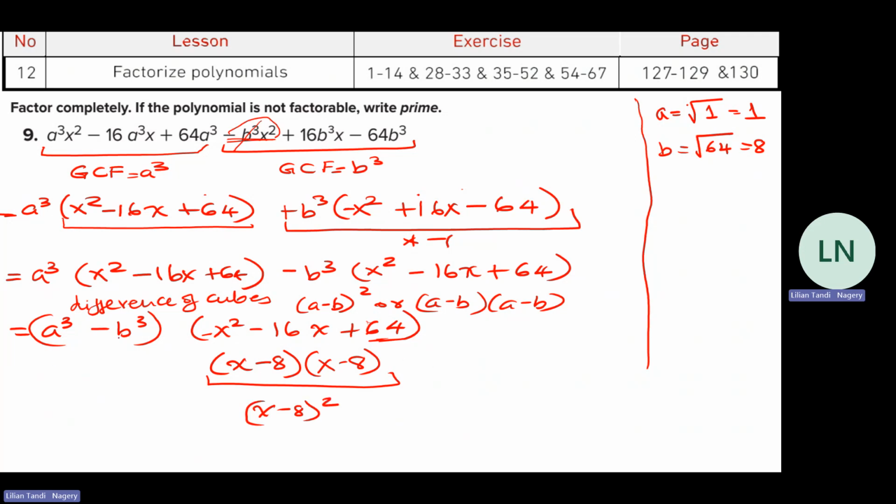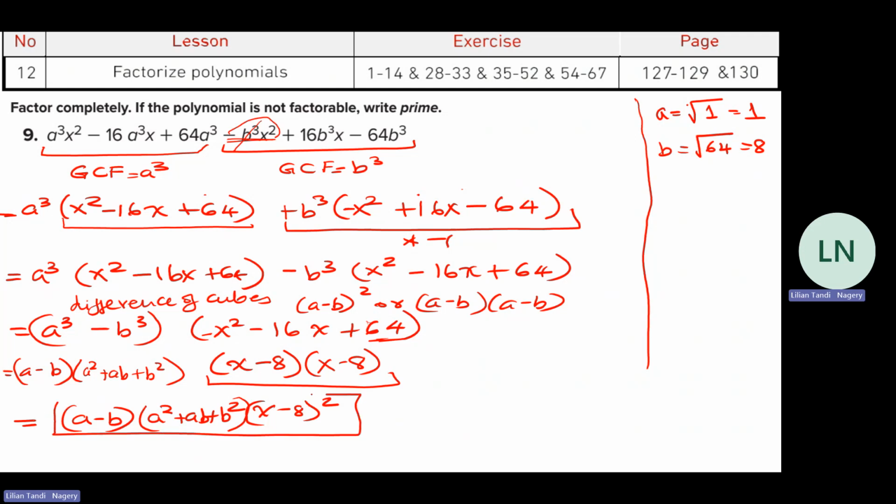Okay, now this is a difference of cubes. We write the rule: a minus b, and this will be a squared plus ab plus b squared. So like that, okay? Then write your answer, a minus b, a squared plus ab plus b squared. And this in one bracket like that. And then you box your answer.